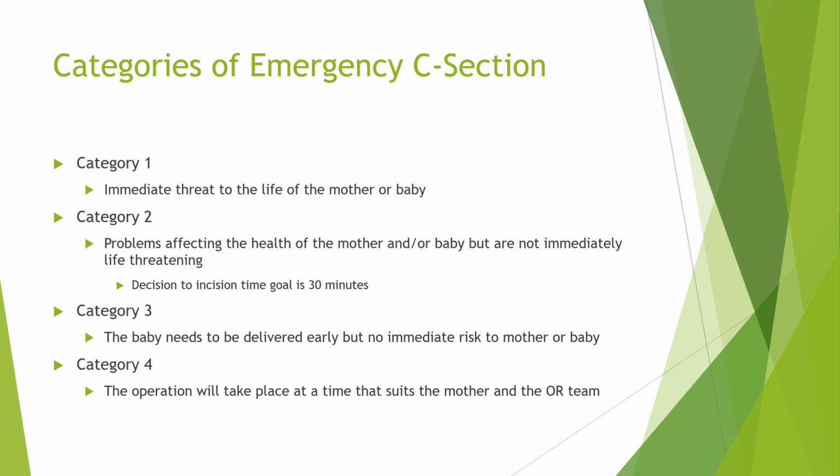Category 2 examples include breech presentation of the baby, previous C-sections while in labor, and non-reassuring fetal status such as heart tones. Category 3 examples include low amniotic fluid index and previous C-sections not in labor, and like I said, Category 4 is an elective C-section on the mother and obstetrician's time.